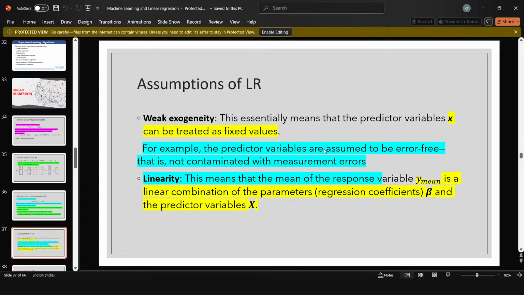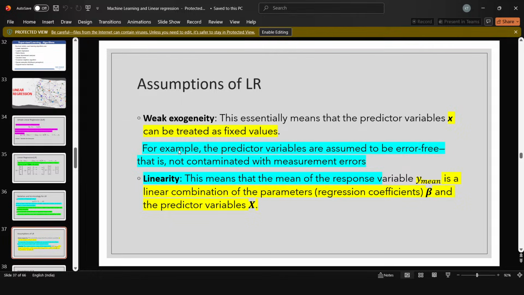Okay, so let's move on to the assumptions of linear regression. This is a teacher's favorite question, so you might expect this question directly. You can just easily get the marks. So, I'll explain each and every assumption. First one, weak exogeneity. This means that the predictor variable x can be treated as fixed values. For example, the predictor variables are assumed to be error free, that is, not contaminated with measurement errors.